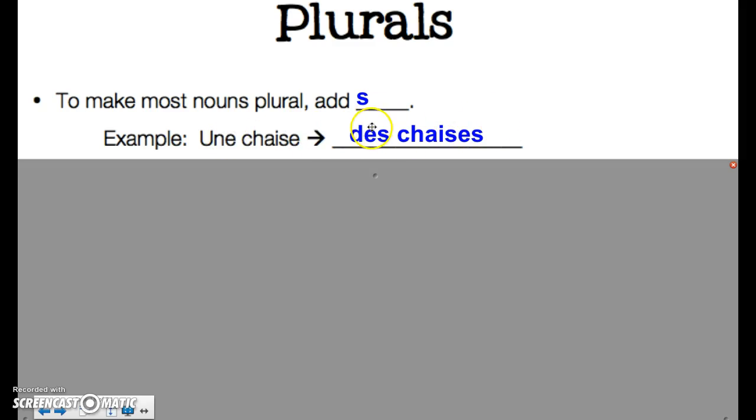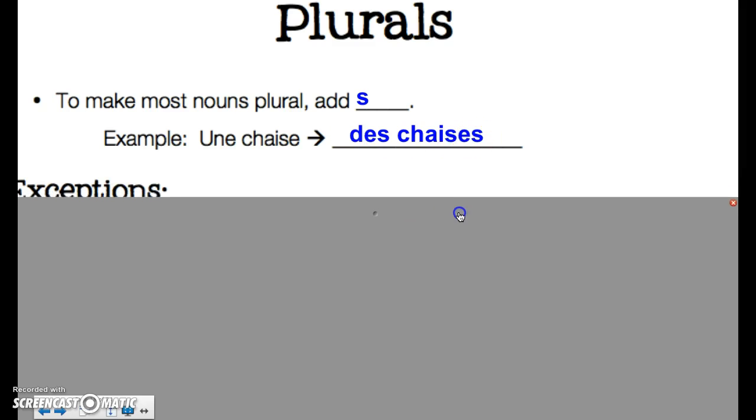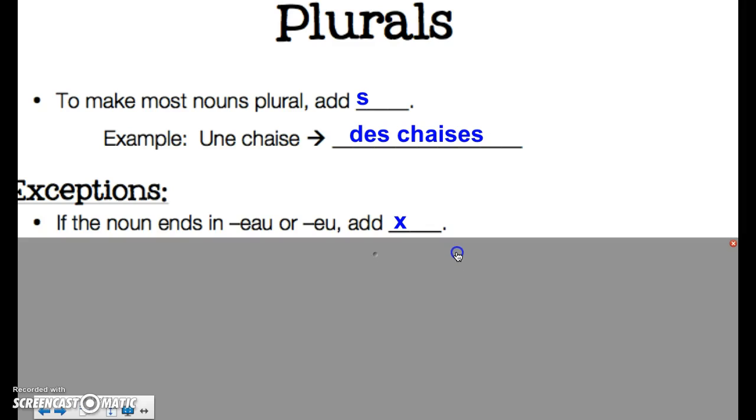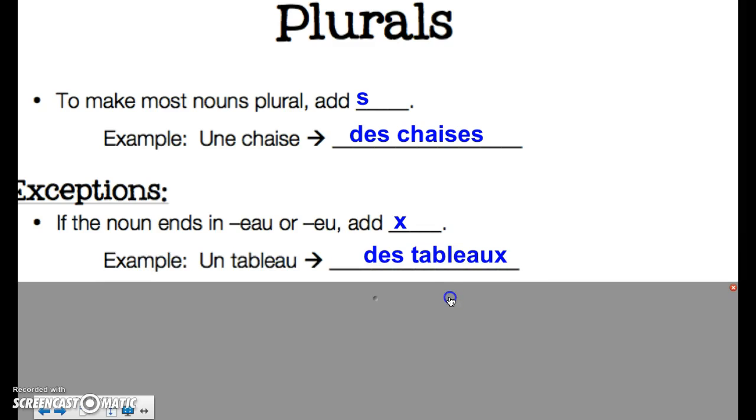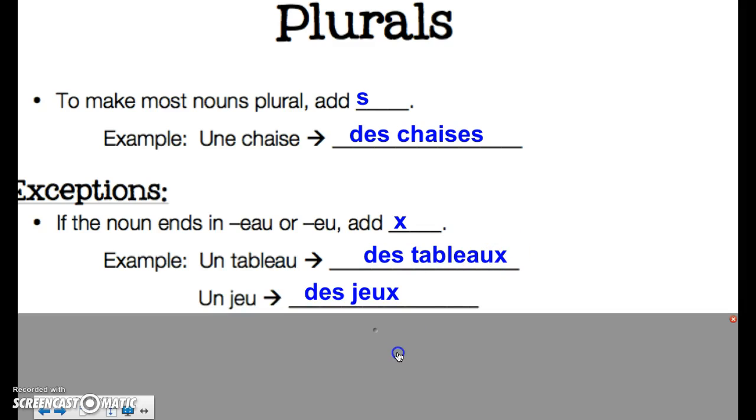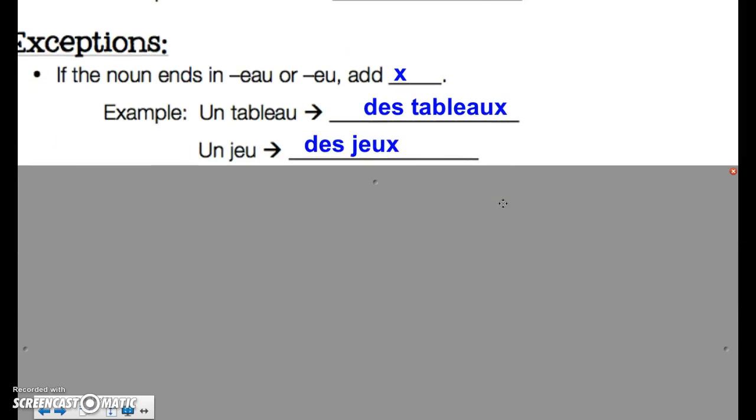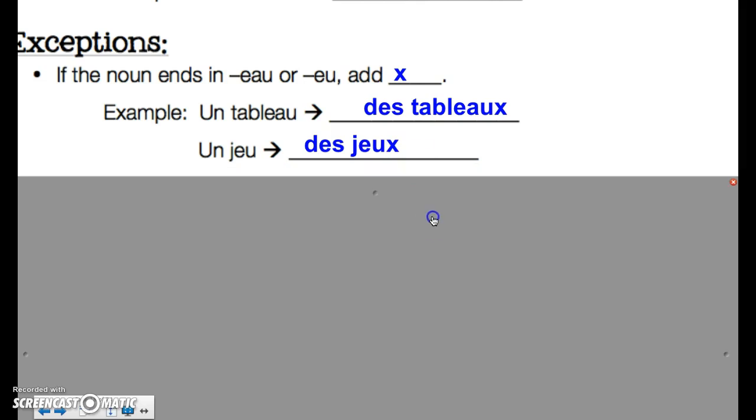Pronunciation doesn't change. The only thing that does change is the article, and then in the spelling we add our extra S. But there's going to be some exceptions. So one of those exceptions is if the noun ends in EAU or EU, you're going to add an X. So our example, un tableau becomes des tableaux. Again, pronunciation doesn't change. All that changes is the article, and then we add our extra X at the end. Un jeu becomes des jeux. Same deal. No change in pronunciation, just a change from un to des, and then adding our X.